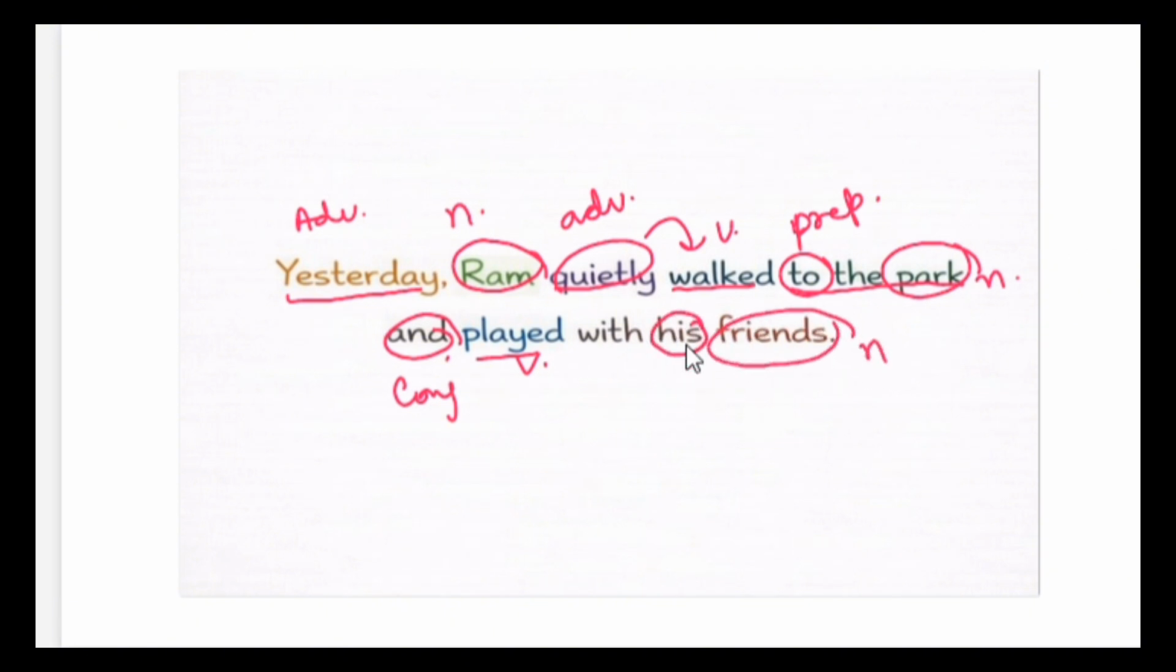His is used instead of Ram. Instead of saying Ram's friends, we say his friends. So his is a pronoun which shows relationship. So it is a preposition. So this is how we identify parts of speech.